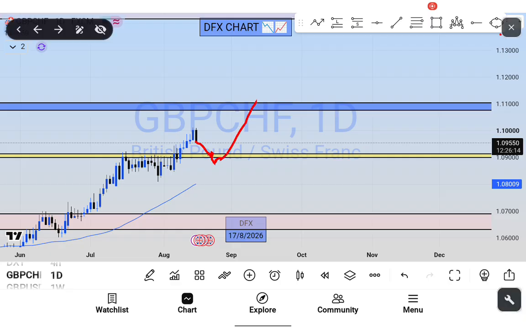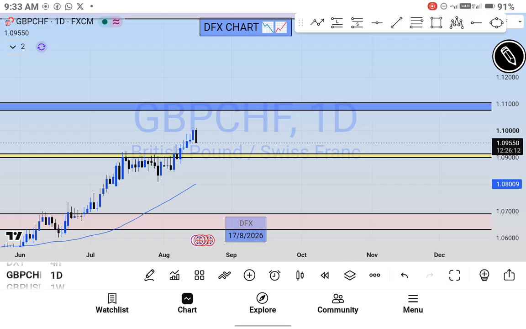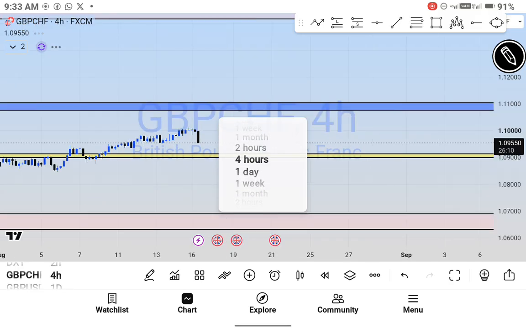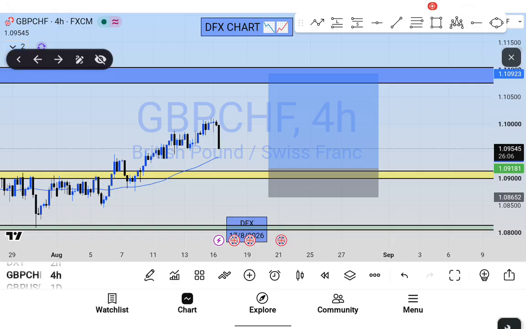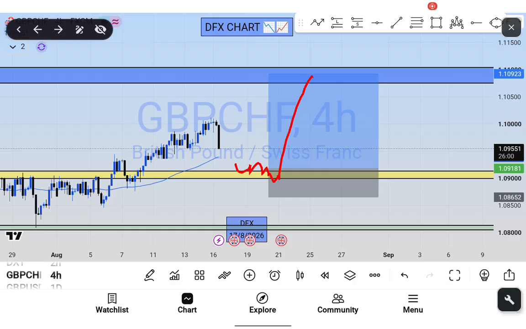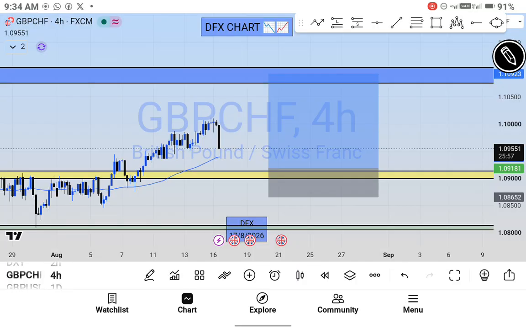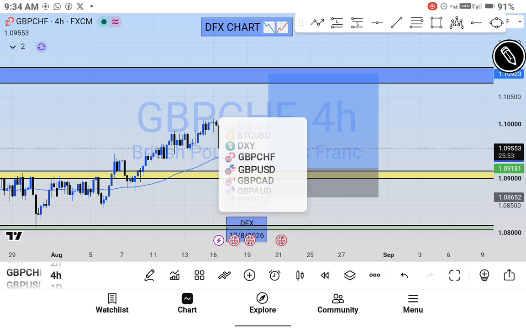So how are we going to take that buy? We wait for that on a 4 hour time frame. Now on a 4 hour time frame, we're going to wait for the market to pull down to this point. We watch for reaction, wait for candlestick confirmation, then we'll buy to the upside. So that's all for pound CHF.